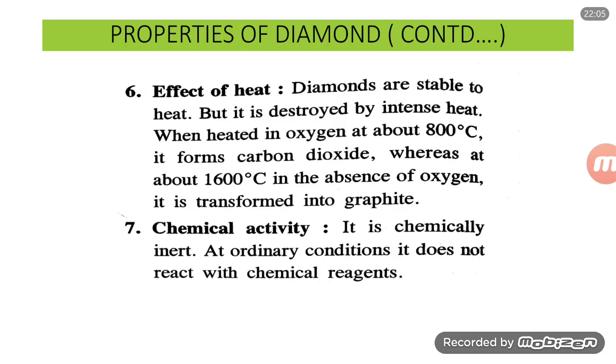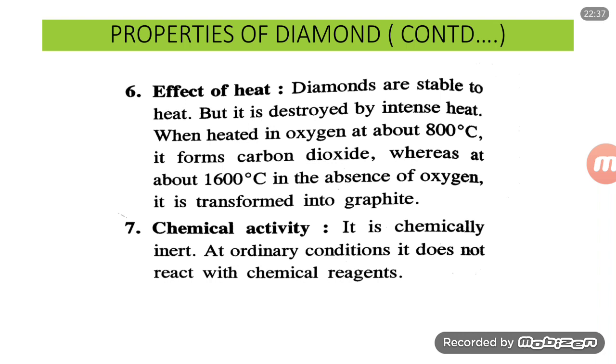Effect of heat. You know that diamonds are stable to heat. However, they can be destroyed by intense heat. So when the diamond is heated in presence of oxygen at about 800 degrees Celsius, what will happen? The covalent bonds between the carbon atoms will break and the carbon atoms become free, and that carbon will combine with the oxygen molecule and form carbon dioxide.